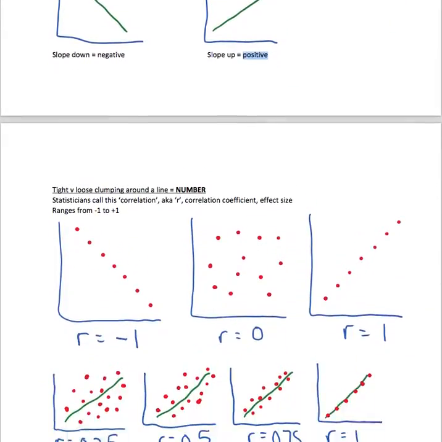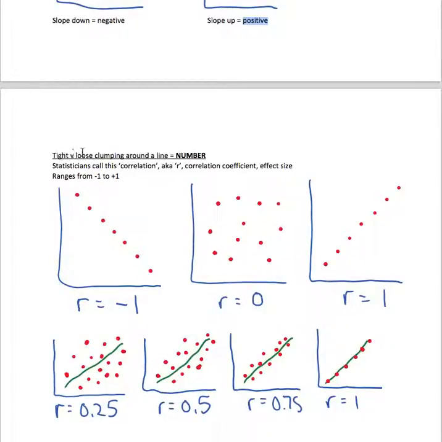The next thing about the qualities is, do they clump tightly or loosely around a line? And this is going to be the correlation number, the actual value of the correlation coefficient. And so we have both the sign of the correlation coefficient and the number that it corresponds to. And this correlation coefficient, sometimes it's called R, sometimes it's called effect size, or just Pearson correlation, or whatever. It ranges from -1 to +1. So remember how we talked about the sign here? The sloping down is negative and the sloping up is positive. If it's a -1, it slopes down and to the right.